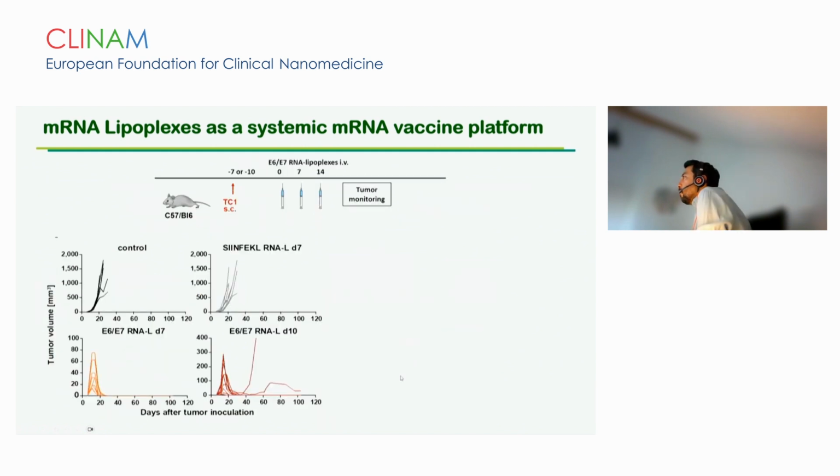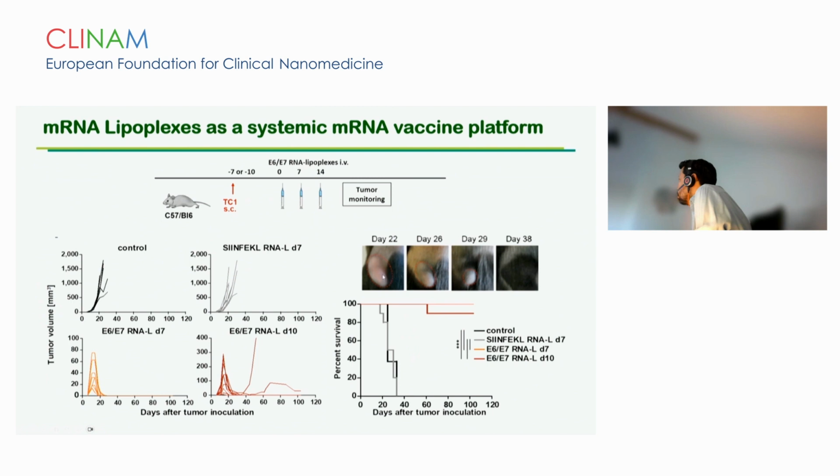Here's a subcutaneous tumor model, the TC1 head and neck cancer model. The control mice all grow, and when we use an irrelevant RNA, that's also growing. All the mice and tumors are growing. When we employ an E6, E7 encoding RNA, these are viral antigens expressed by this tumor, we have shrinkage of the tumors. And you can see this when we start the therapy on day 7 or day 10. These are some pictures showing the shrinkage of the tumors. And there's a complete tumor control and survival of the mice with this type of immunization.